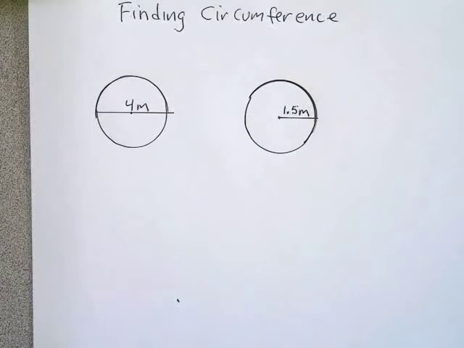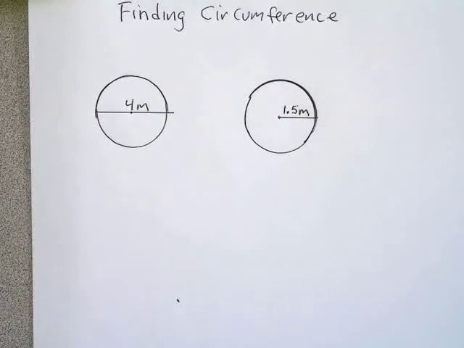In this video, we're going to find the circumference of these two different circles, or I suppose sort of circles, because they're not the best drawn circles. But one of them has a diameter of 4 meters, and the other has a diameter of 1.5 meters. All right, so how do we do this?